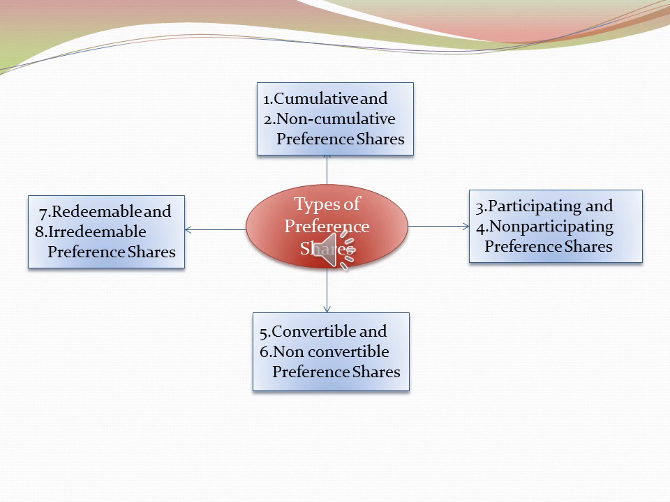So the dividend goes on accumulating, and the arrears of this dividend will be paid in the year when the company makes a huge profit or has sufficient profit, and it will be paid before paying the dividend to the equity shareholders. Likewise, the unpaid dividend amount gets accumulated or carried forward to the next year.